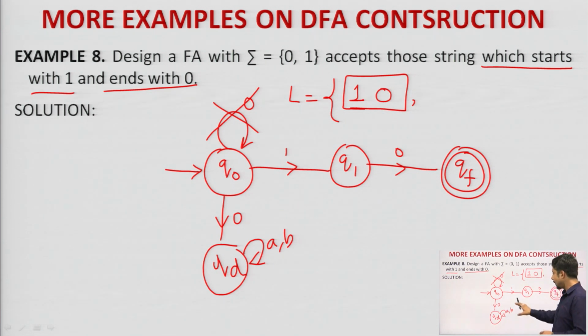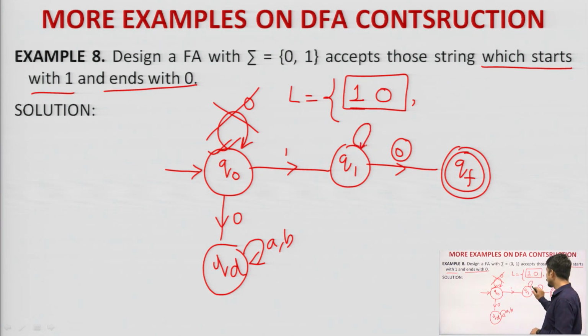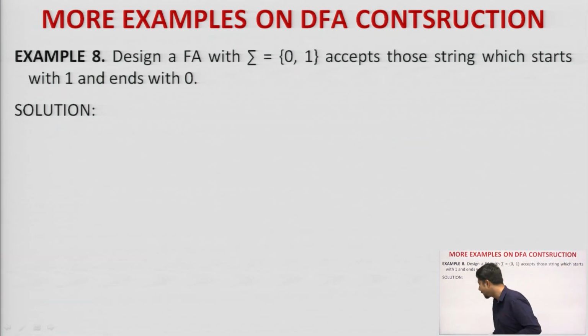So, if I use a dead state, then the q0 state is done. I now have to go with q1. From q1, only the 0 transition is going out, the 1 transition is not going out. So, can I take a self loop over here? Yes, I can take a self loop. So, like this you need to analyze. Therefore, the final diagram for this will be like this.